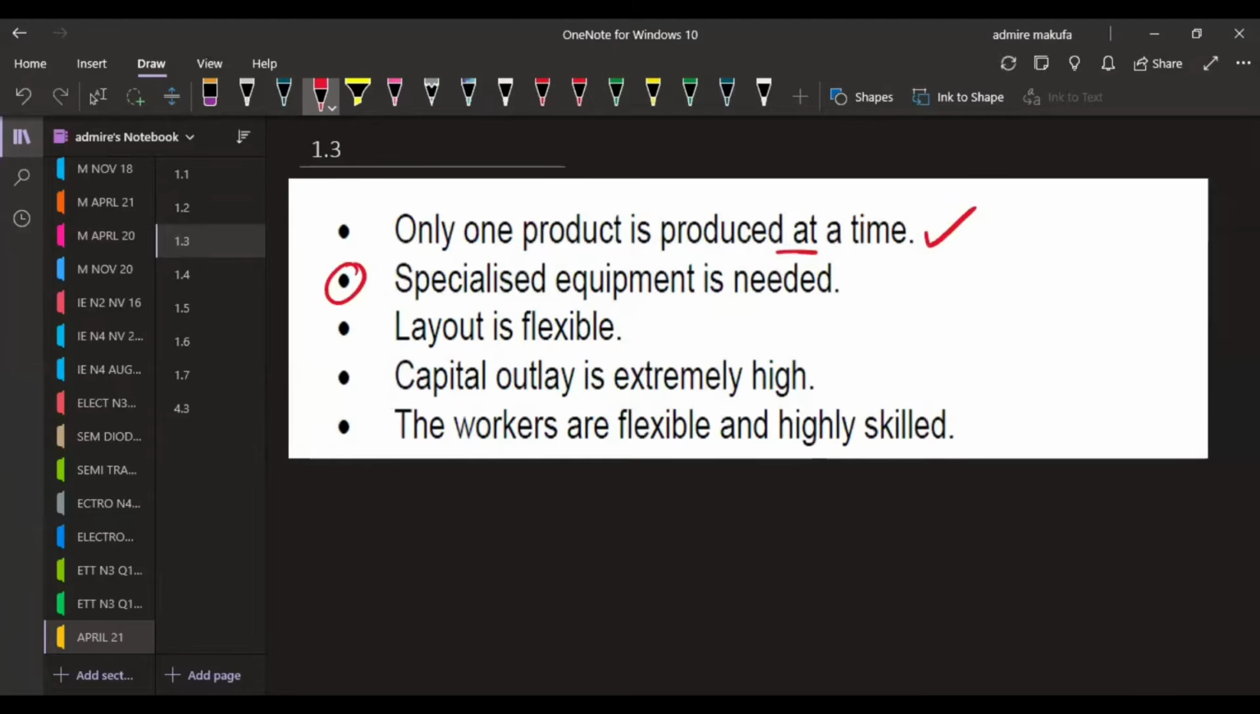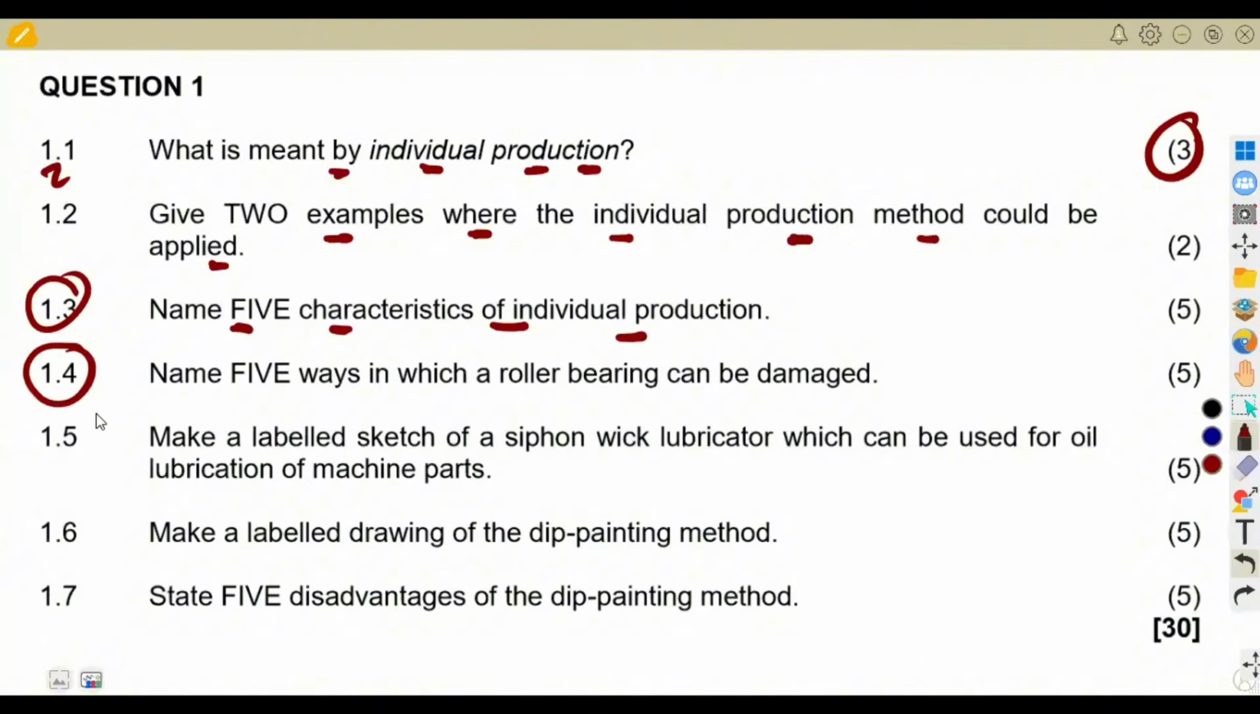All right, specialized equipment is used. The layout is flexible. The capital outlay is extremely high, and also the workers are flexible and highly skilled. Remember, they are just focusing on a single thing at a single time, so they have the required knowledge for that. It increases the chances of that knowledge, focusing or concentrating on one thing.